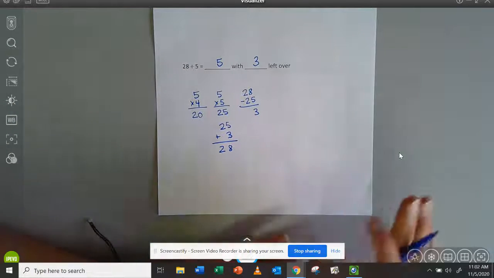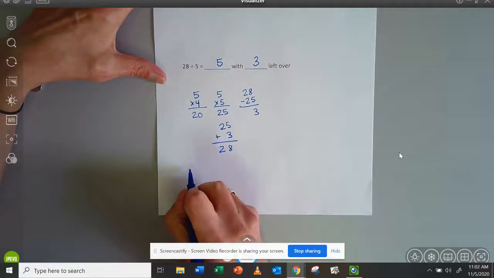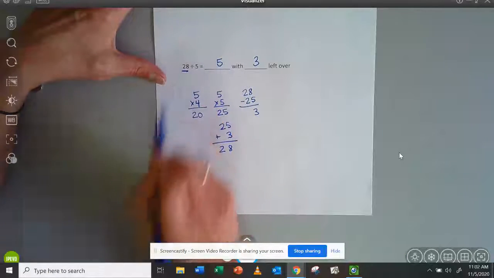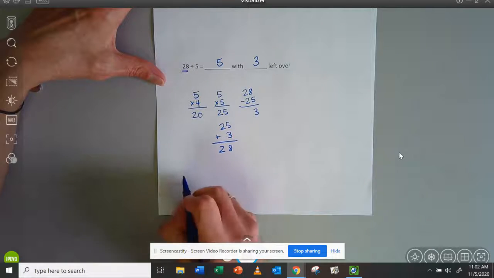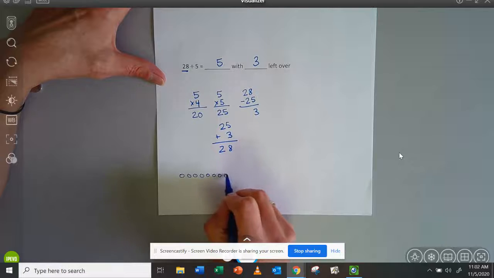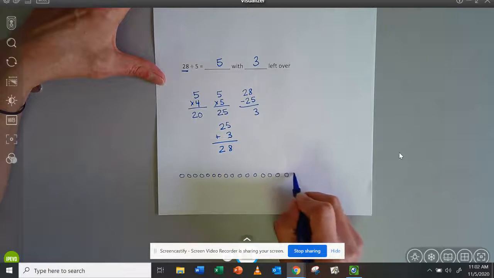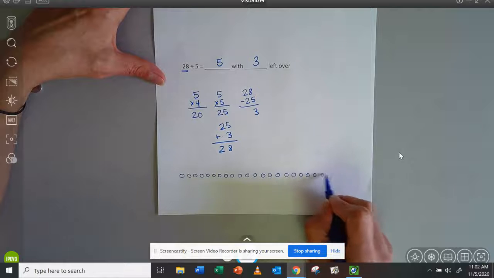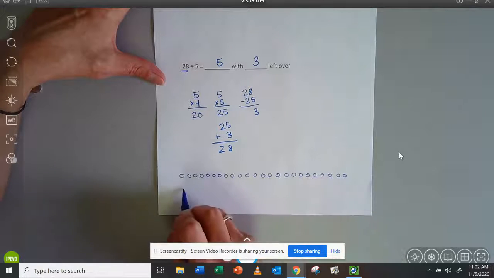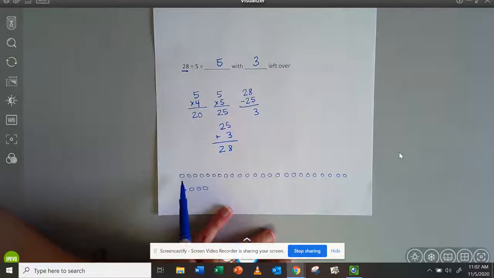Now, I want to show you visually, drawing this out, what this looks like. So if I have 28, let's talk about cookies again. 28 cookies. 1, 2, 3, 4, 5, 6, 7, 8, 9, 10, 11, 12, 13, 14, 15, 16, 17, 18, 19, 20, 21, 22, 23, 24, 25, 26, 27, 28. And I want to divide them up into groups of 5.